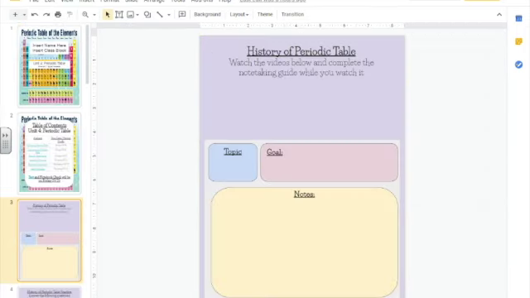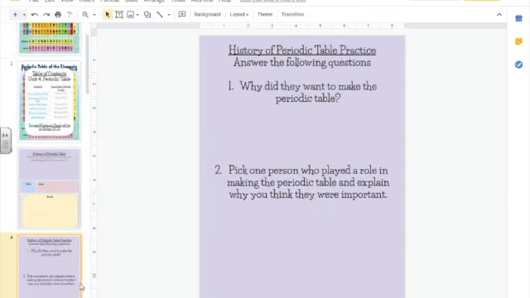So for this section, you need to answer these two questions in your digital notebook on the history of the periodic table. Why do they want to make a periodic table? And pick one person that we talked about who played a role and explain why you think they were important.